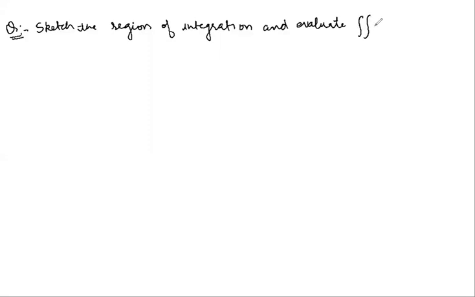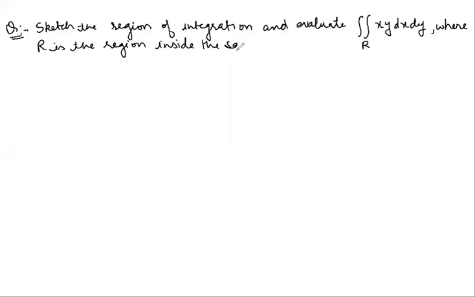And now the question is: sketch the region of integration and evaluate this double integral xy dx dy over the region R, where R is the region inside the square |x| + |y| = 1, and hence evaluate.